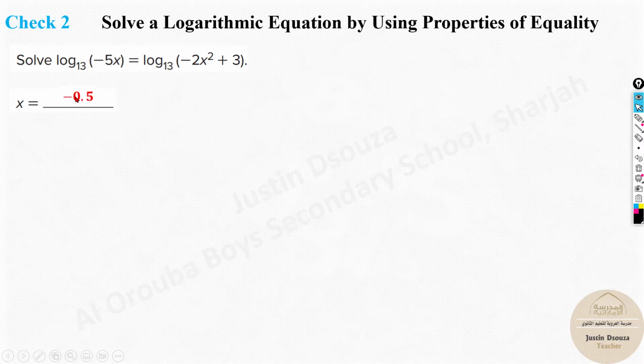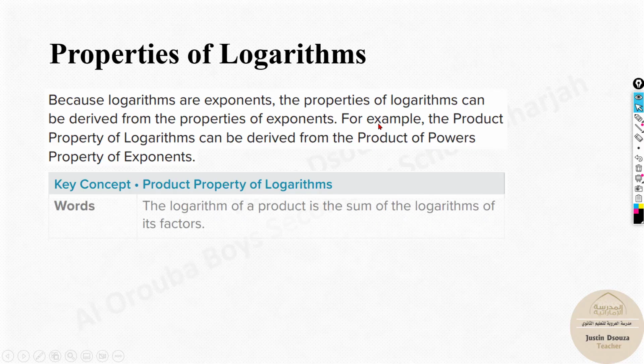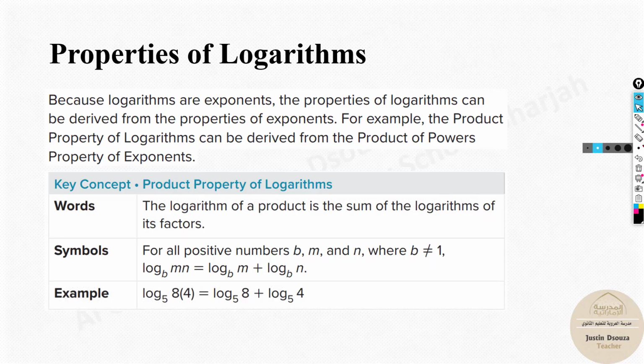And now we will move on to the properties of log. Don't get confused that x can't be negative. X can be negative. It's just that inside this log, the term can't be negative. So x can be anything depending on the equations. Now we will see some properties of log, that is the product property.